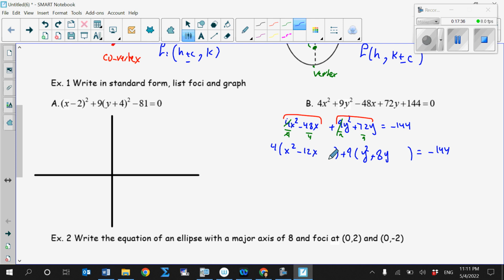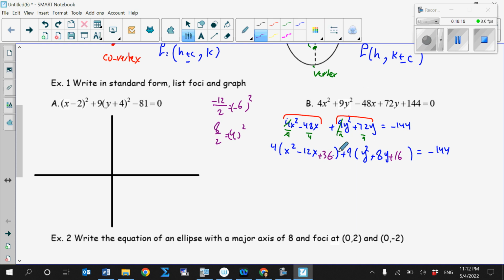Now, I need to find the missing term. What is the missing term here? That is the b value, which is negative 12. Let me write that here. Negative 12 divided by 2 is negative 6. And then raise this negative 6 to the power of 2. That's 36. So you add 36 here. Okay. And for the other one, what is the missing term? Again, take the b value, which is positive 8, divide by 2 is 4, and then raise it to the power of 2, that is 16.